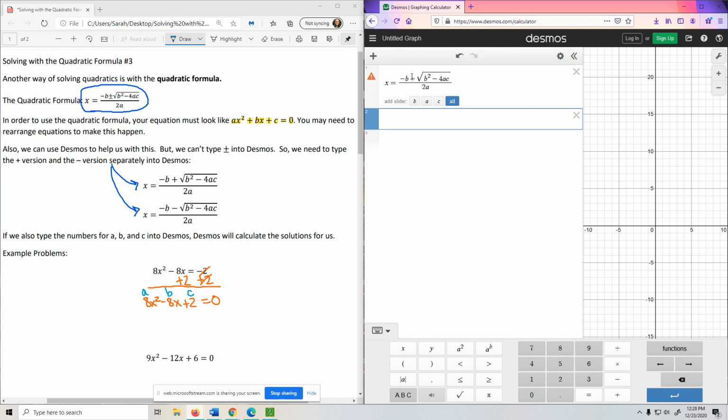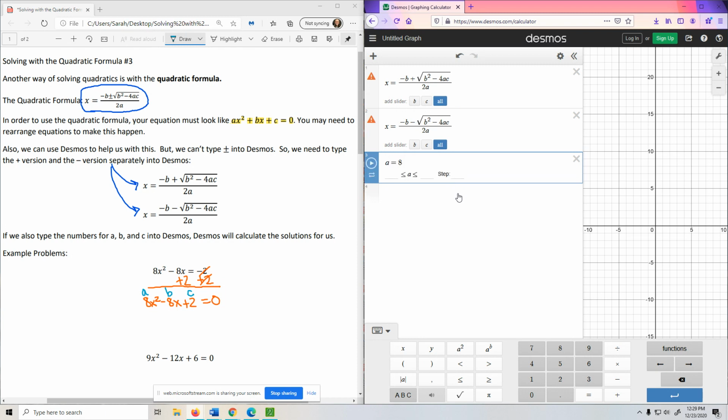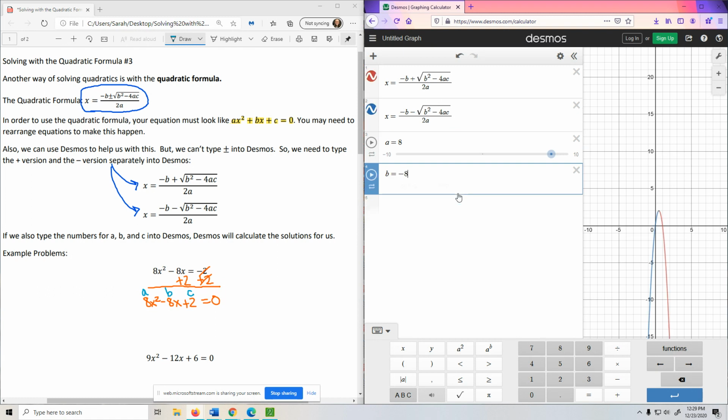Now do the same thing, but just with a minus sign instead of the plus sign. x equals, division sign to get your fraction, negative b minus square root. Inside your square root, we have b squared minus 4ac. And once again, denominator is 2a. Desmos can calculate all this if you tell it what a, b, and c are. For this problem, a equals 8, b equals negative 8, c equals 2.